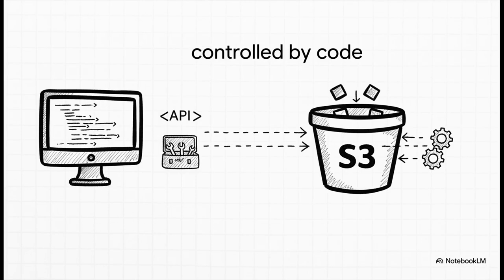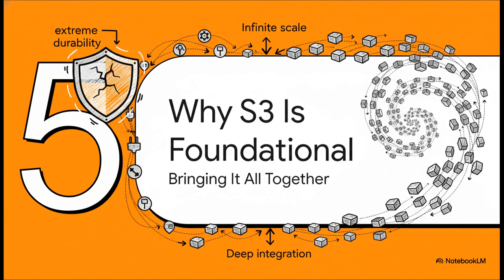So how does it do all this? Well, it's designed from the ground up to be controlled by code. It uses things called APIs. Think of them as a special language that lets different software programs talk to each other. This means developers can build entire applications that use S3 as their storage backbone, creating a platform that's totally programmable and automated. So let's bring this all home.